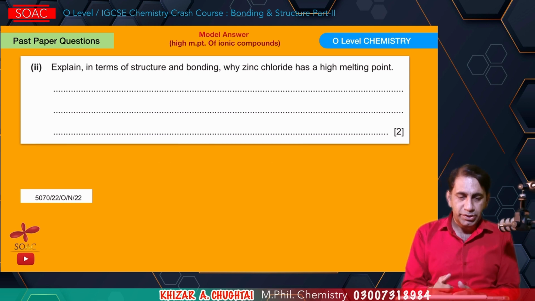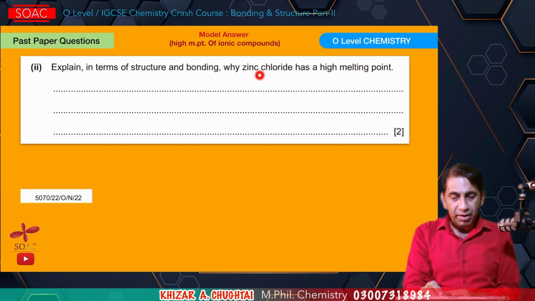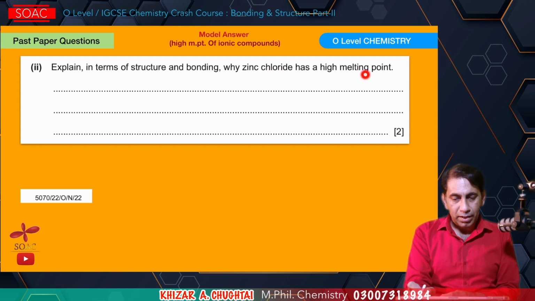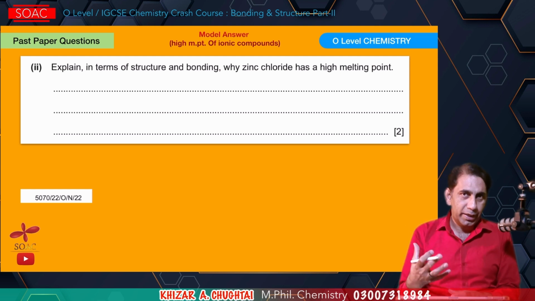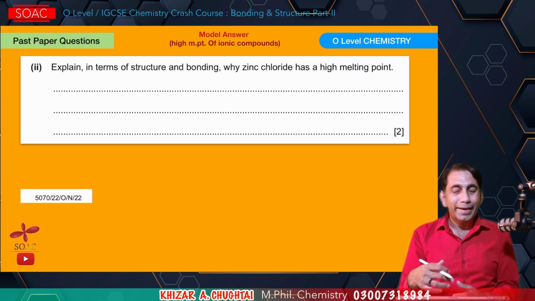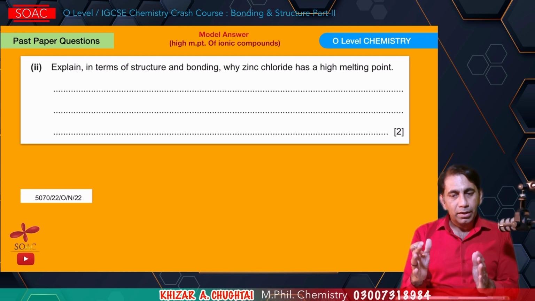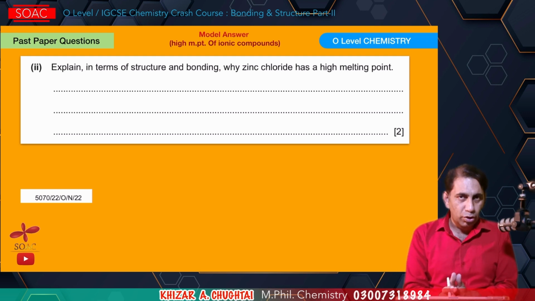For example, in this question: explain in terms of structure and bonding why zinc chloride has a high melting point. Now, you know the nature of this compound. Zinc chloride is a compound. As it has a high melting point, it will definitely be an ionic compound. Zinc chloride is an ionic compound and it has a giant ionic structure. Zinc ions and chloride ions attract each other by strong ionic bonds.